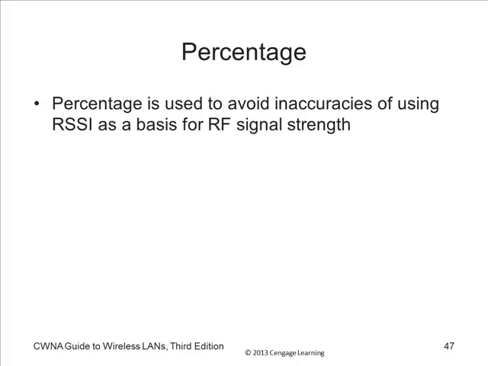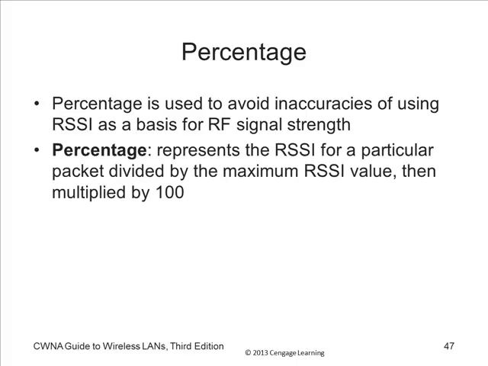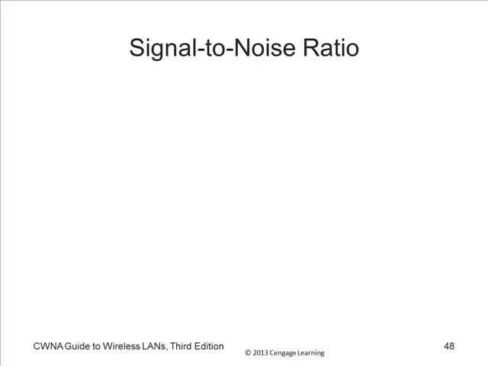Percentage avoids inaccuracies in using the RSSI, which is based on the RF strength. Percentage represents the RSSI for a particular packet divided by the maximum RSSI value, then multiplied by 100. Again, it's based on whatever they do. It gives you their representation of how much of the original signal they think you're getting through these things.